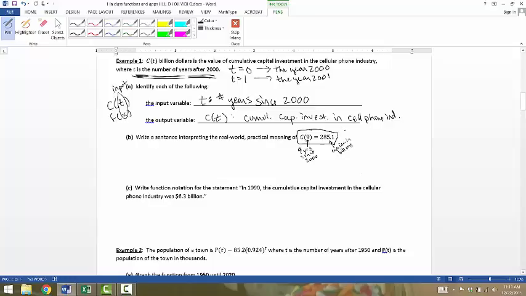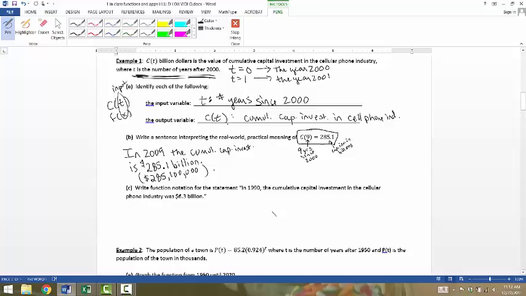So as a complete sentence, we could say, in 2009, the cumulative capital investment is $285.1 billion. If you want to write that out with all the zeros, it would be $285 billion, $100 million, if you like writing it that way instead.